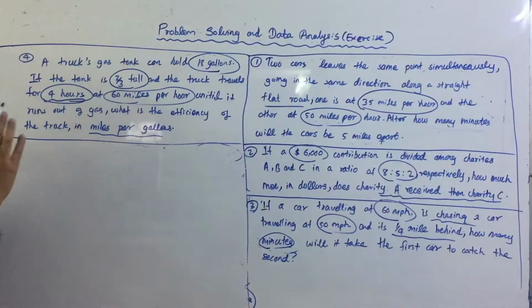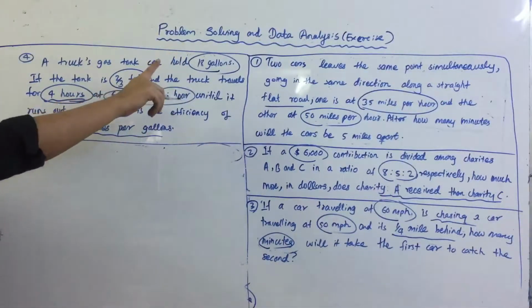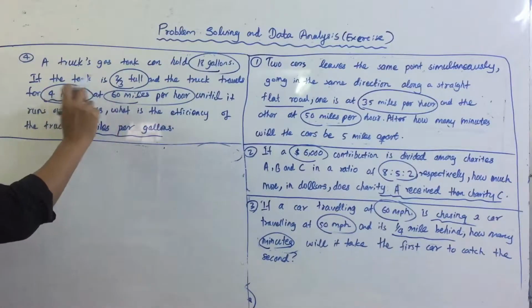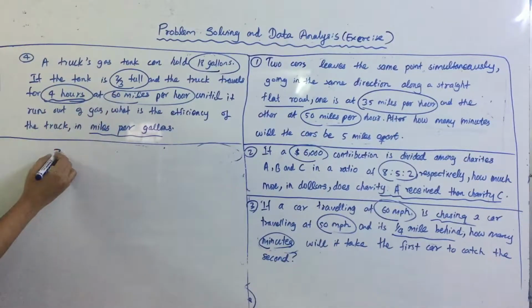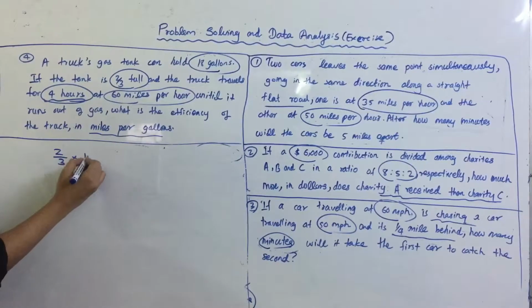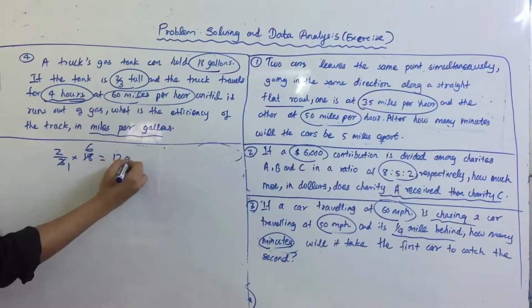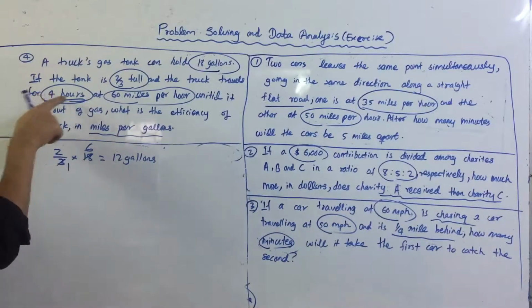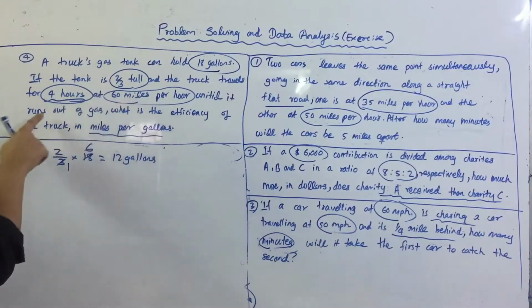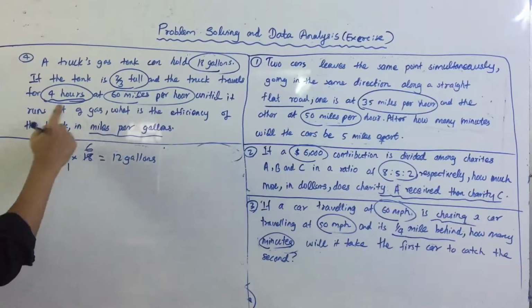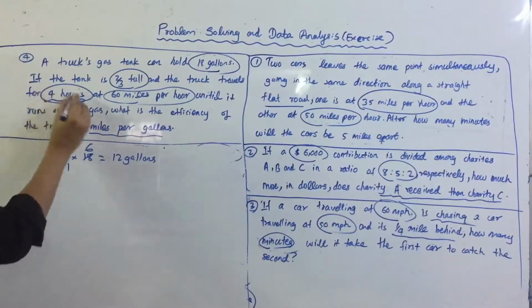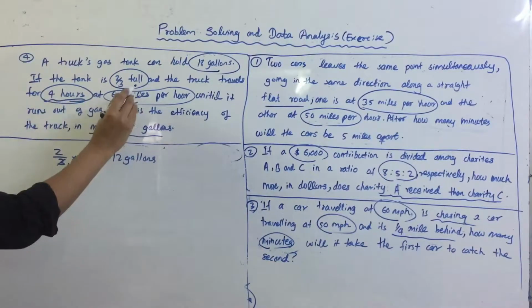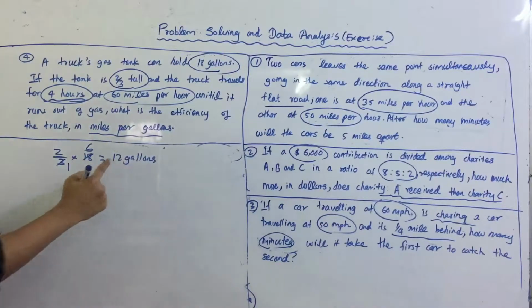Okay, so a truck normally can hold 18 gallons. Now it is not full, it is only 2/3 full. So it has only 2/3 times 18 gallons, which is 3 ones are 3, 3 sixes are 18. So it has only 12 gallons of gas now. Okay, so the truck can travel 4 hours at 60 miles per hour until it runs out of gas. So to go this amount of time at this speed, it will use up all these 12 gallons.